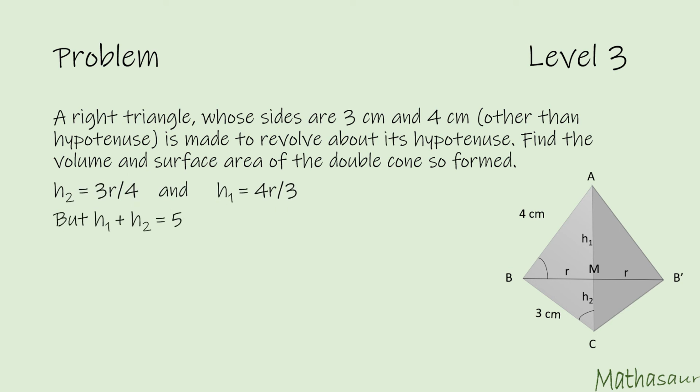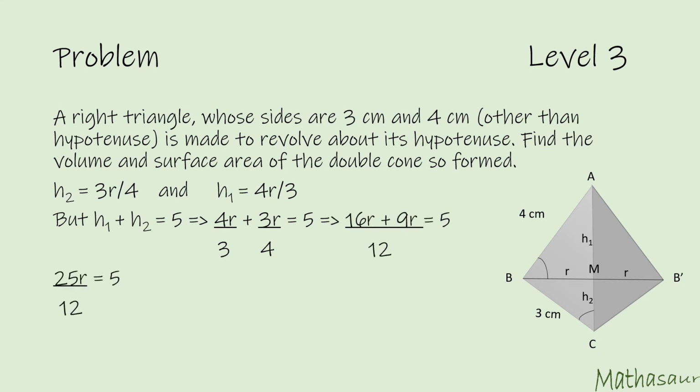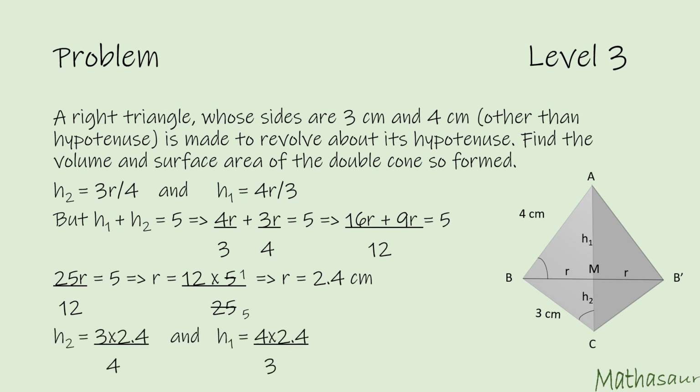Do you recall that h1 and h2 together form the hypotenuse of the triangle ABC that we started with? So h1 plus h2 equals 5. Let us substitute the values for h1 and h2 in terms of r and solve for r. We get r equal to 2.4 centimeter. Likewise, we can find the values of h1 and h2 now. h2 comes out as 1.8 centimeters and h1 comes out as 3.2 centimeters. Let us label our diagram now.